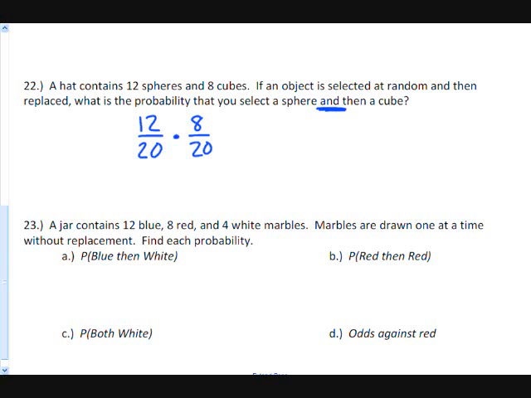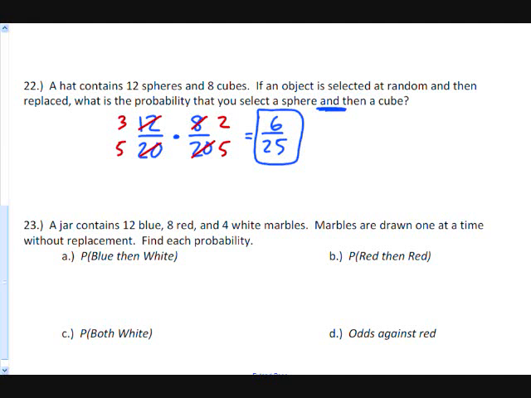So when we multiply these, we can reduce this a little bit. The 12 over 20 reduces to a 3 over 5. The 8 over 20 reduces to a 2 over 5. And then we can check to see if this cross reduces, but it looks like it doesn't. I multiply straight across. That's going to give me a 6 over 25. So the probability is 6 over 25. And we can just leave it like a fraction.